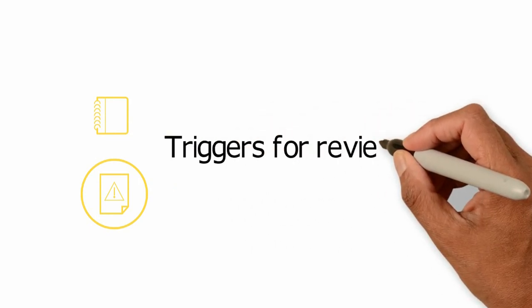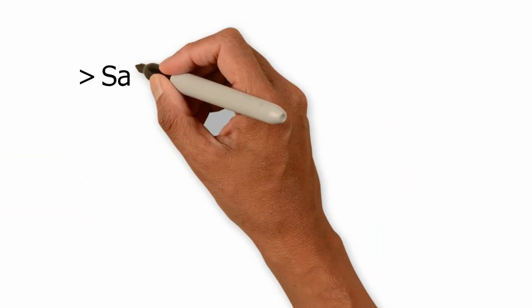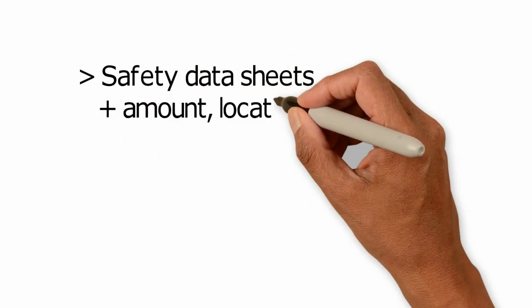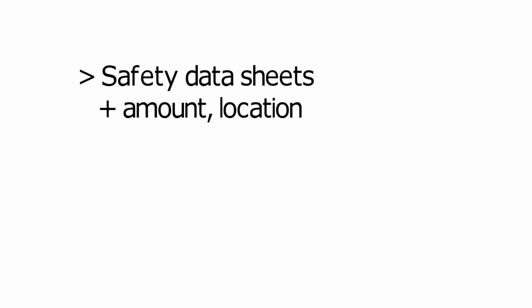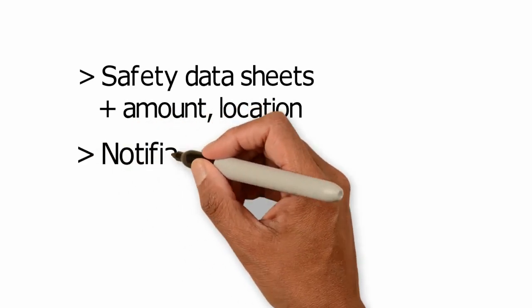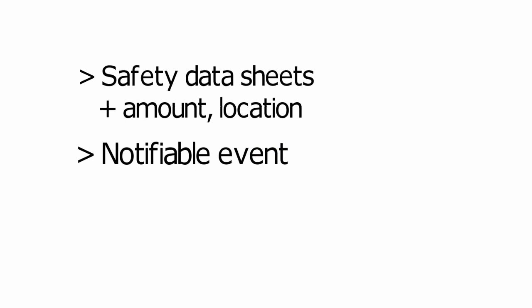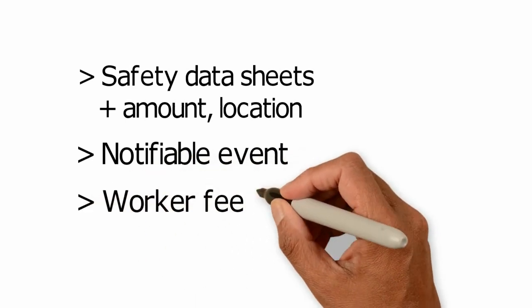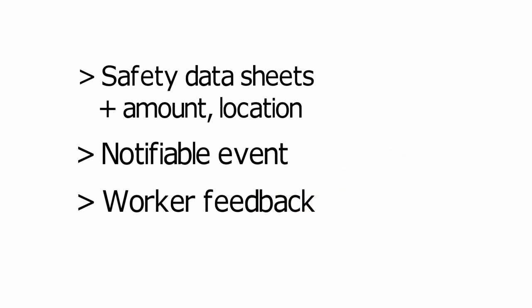Some things that may trigger a review include the following: a significant change to a safety data sheet or to amounts and storage locations, any notifiable event in the workplace involving a relevant hazardous substance, or if a worker identifies that a control is not working through the business engagement and participation practices.